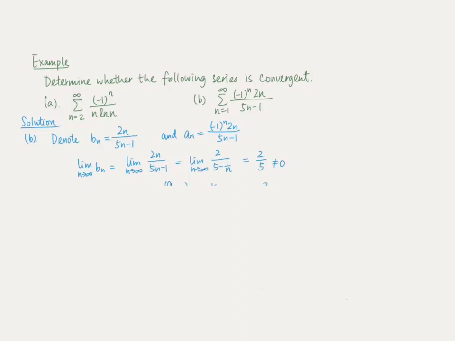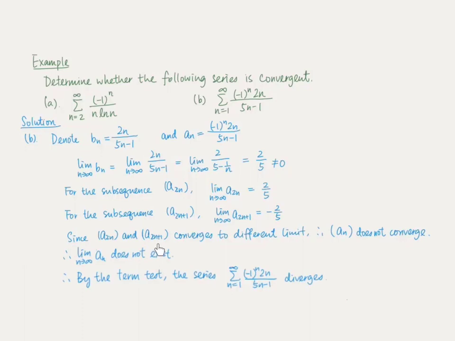If we denote an to be the term here in this series, then if we consider only the even terms, then the (-1)^n, with n an even number, becomes 1. So the limit of a_2n as n tends to infinity is equal to 2 over 5. Whereas if we only consider the subsequence containing all the odd terms of an, then as n tends to infinity, this sequence tends to -2/5.